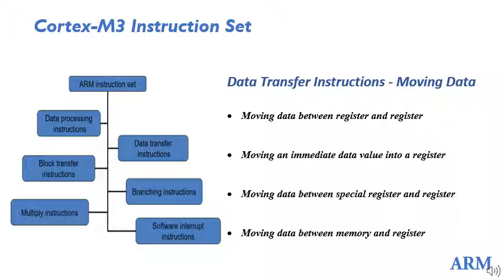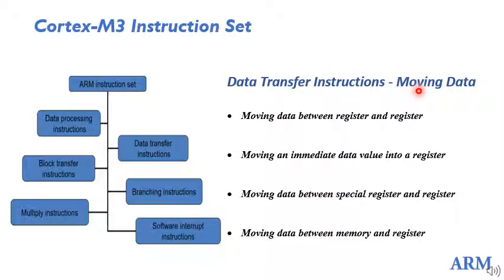The Cortex M3 instruction set can be divided into these various categories: data processing instructions, data transfer instructions, block transfer instructions, branching instructions, multiply instructions, and software interrupt instructions. We look into each of these categories one by one. Firstly, I'll begin with the data transfer instructions, that is, moving data.